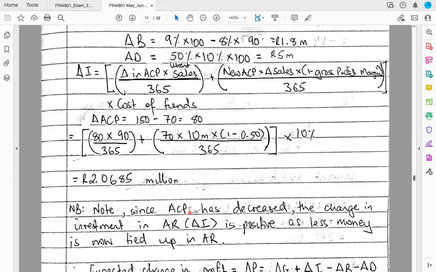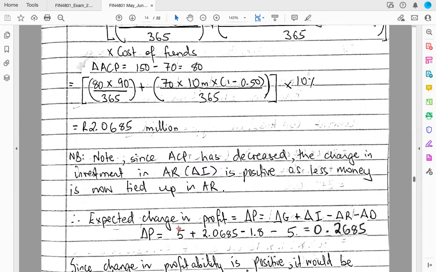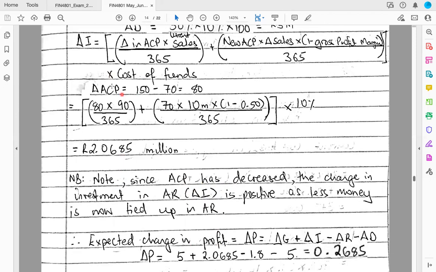However, if our average collection period had increased, it would mean that more of our money is now tied up in accounts receivables. Therefore, we would put the change in investment of trade receivables as a negative. So in this case, because our average collection period has actually gone down from 150 to 70, this answer that we got here, we put it as a positive into our formula.